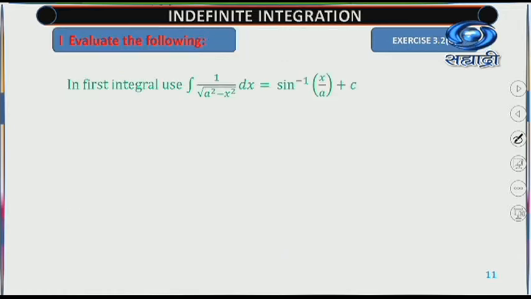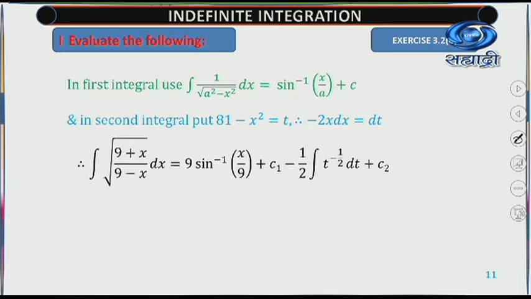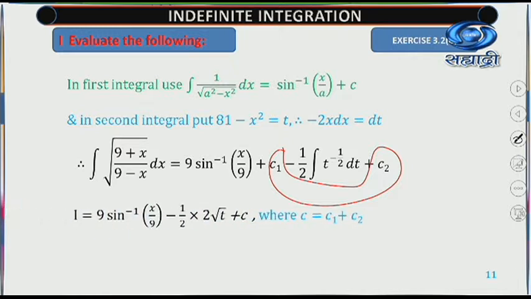In the first integral, we will use the formula integral 1 upon root of a square minus x square dx is sin inverse x by a. That is a direct formula. In the second integral, you substitute 81 minus x square equal to t. Therefore minus 2x dx equals dt, and we get 9 sin inverse x upon 9, because our a value is 9, plus c1, minus half t raised to minus half dt. Now c1 plus c2 I will write as c, and finally you get 9 sin inverse x by 9 minus half into 2 root t plus c, where c is c1 plus c2, and t we replace by our function. So your final answer is 9 sin inverse x by 9 minus root of 81 minus x square plus constant of integration. This completes this example.